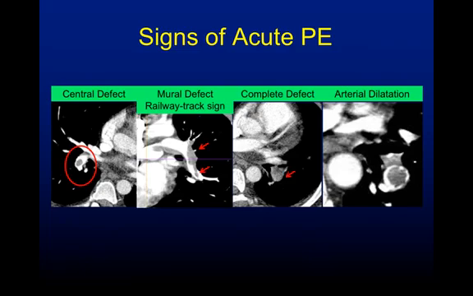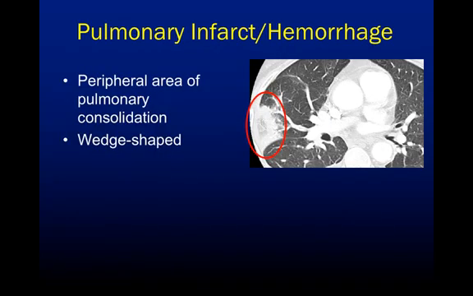You may have a complete defect when the embolus completely occludes the artery. And remember something that is quite particular to acute pulmonary embolism. In the affected artery, you see a central filling defect, and the artery is dilated as compared to the adjacent bronchus. This is a feature that is often seen with acute PE and can help differentiate this from chronic PE.